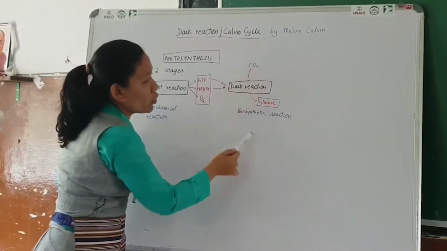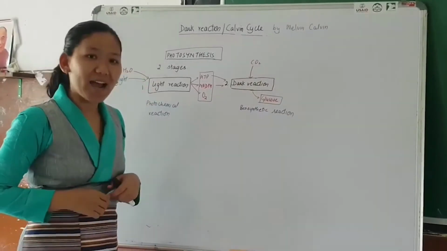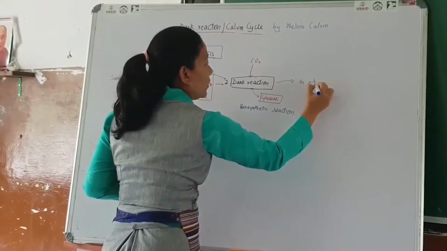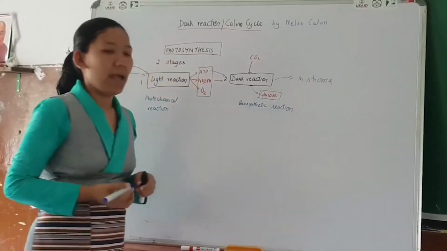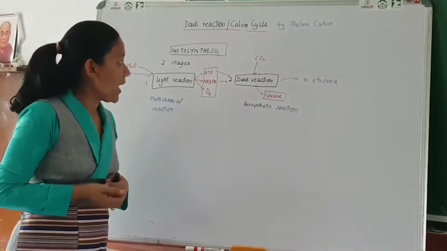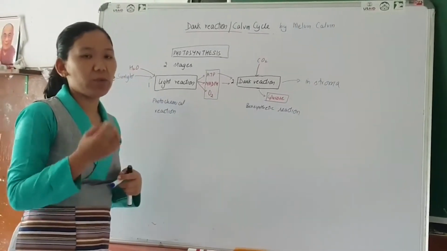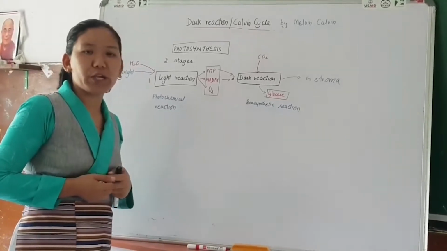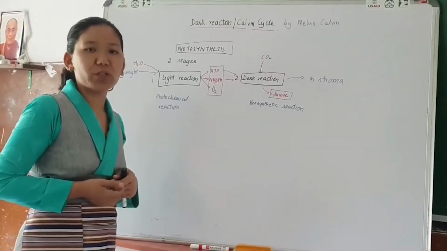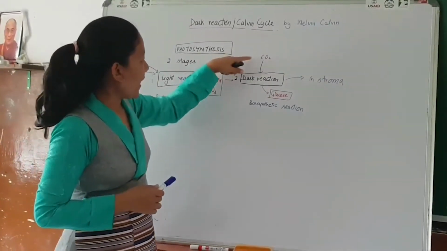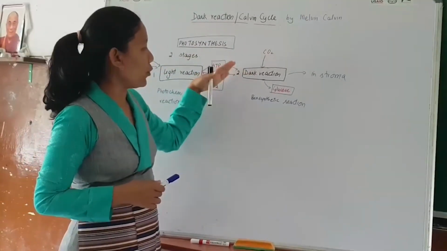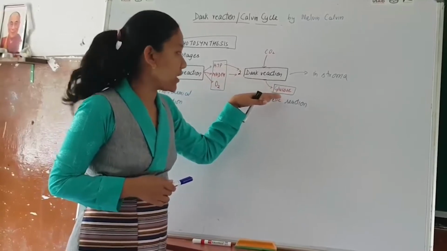So let's look at the overall picture. This dark reaction occurs in the stroma, and in this stroma, all the enzymes required for the chemical reactions are present. The plant can trap carbon dioxide from the atmosphere through the stomata. Stomata, as you know, are the pores present on the leaves. And utilizing these two chemicals, the plant reduces this carbon dioxide into a carbohydrate, that is glucose.